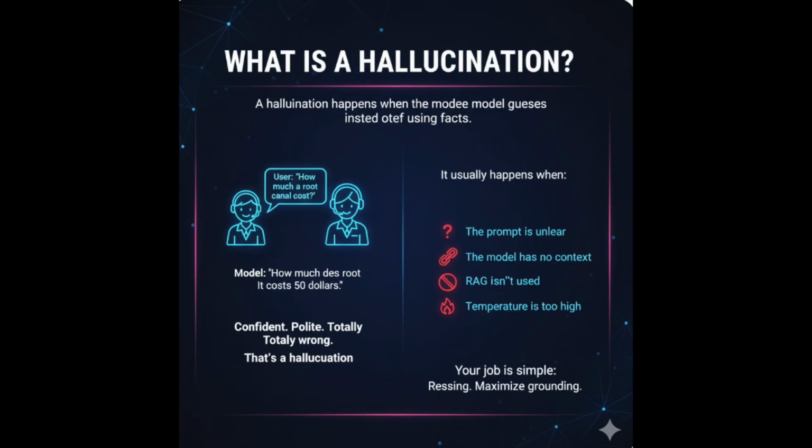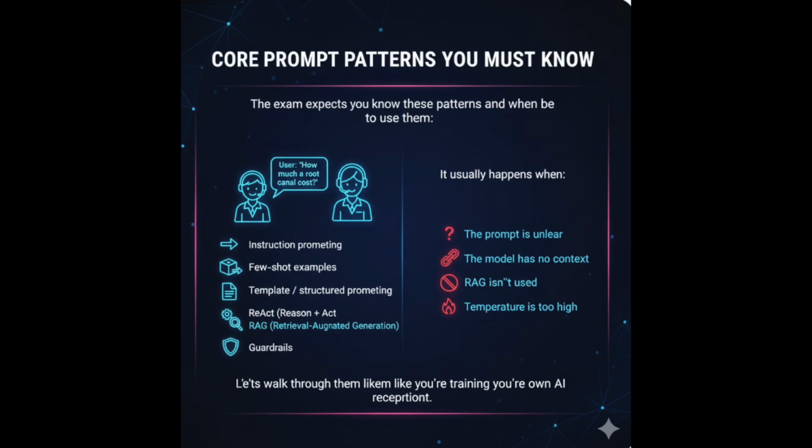What is a hallucination? A hallucination happens when the model guesses instead of using facts. Imagine your Koala Dental agent. User: How much does a root canal cost? Model: It costs $50. Confident, polite, totally wrong. That's a hallucination. It usually happens when the prompt is unclear, the model has no context, RAG isn't used, or temperature is too high. Your job is simple. Reduce guessing. Maximize grounding.